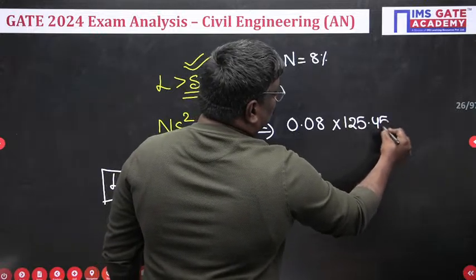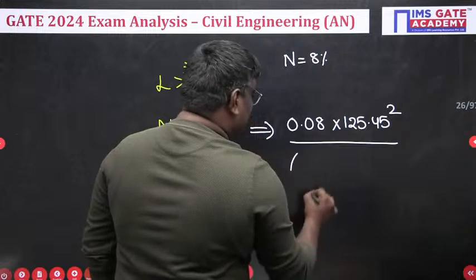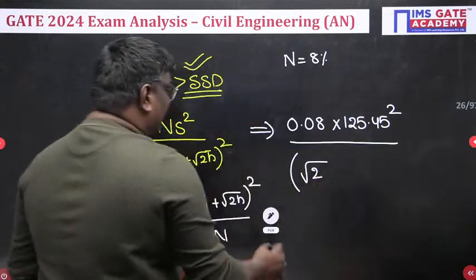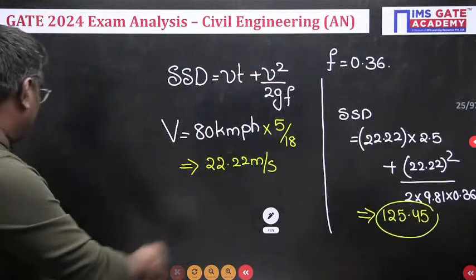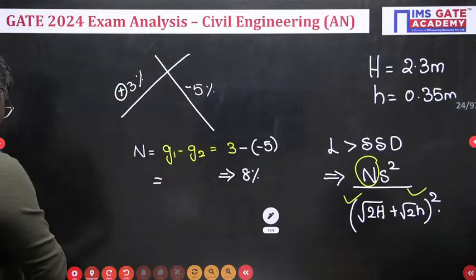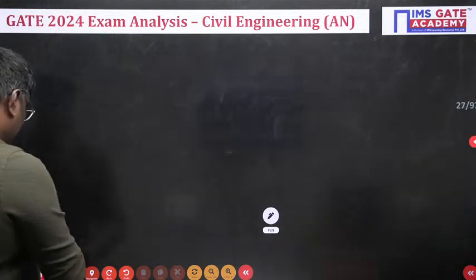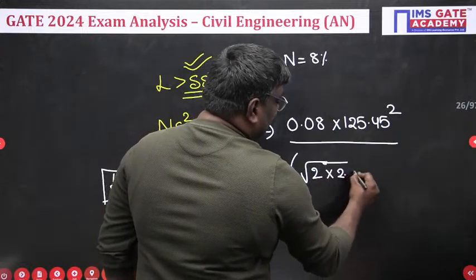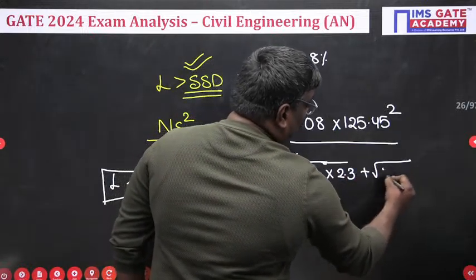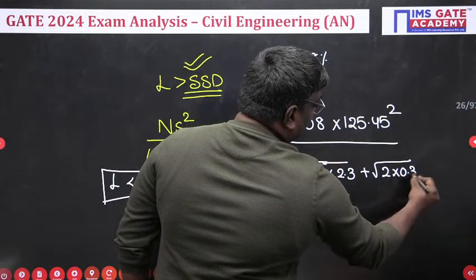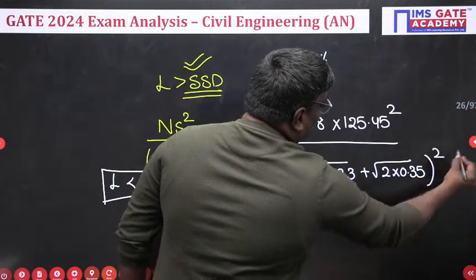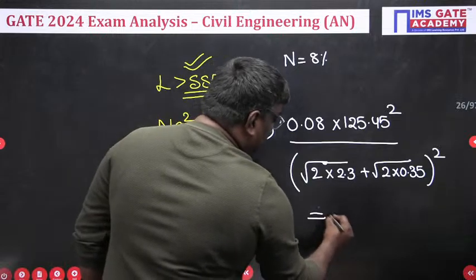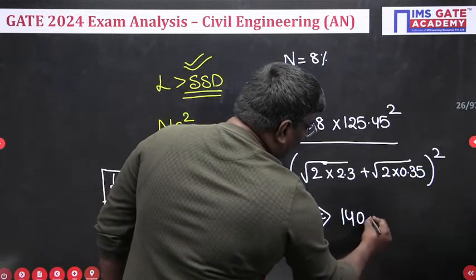125.45 square upon root 2h. So what is the height of the driver they have given? If you see, the height of the driver is 2.35. So here we have root 2 into 2.3 plus root 2h, root 2 into 0.35 whole square. Now, my dear students, if you solve this, you will get a value of 140 meter.